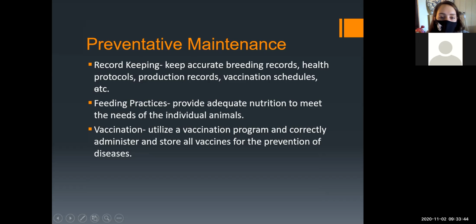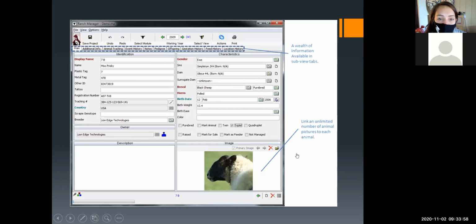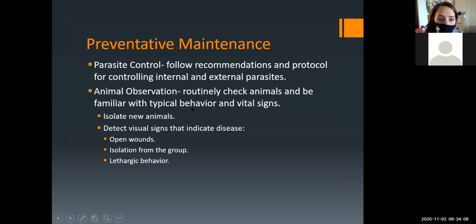with that animal. Feeding practices, make sure you have adequate nutrition and you're meeting the need of the animal. Vaccination, making sure you're vaccinating them to make sure that they have a preventative for diseases. So this is an example of a record keeping book of things that you would keep about your animal. Parasite control, follow the recommendations and protocol for controlling internal and external parasites.